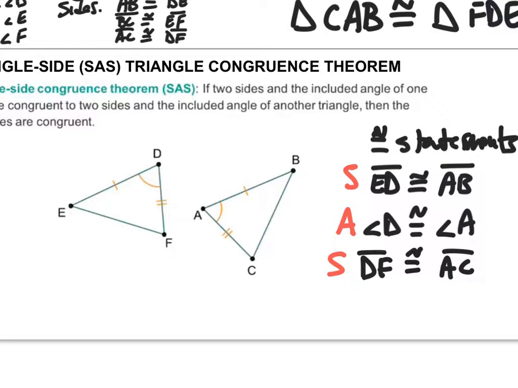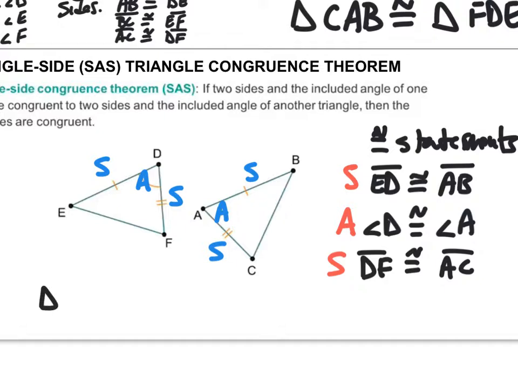Now, when I look at this triangle, I'm going to say, okay, I have a side length, an angle measure, and a side length. I have a side length, an angle measure, and a side length. So I have two pairs of sides that are congruent, and we have an included angle. So if that's the case, then I would say this.